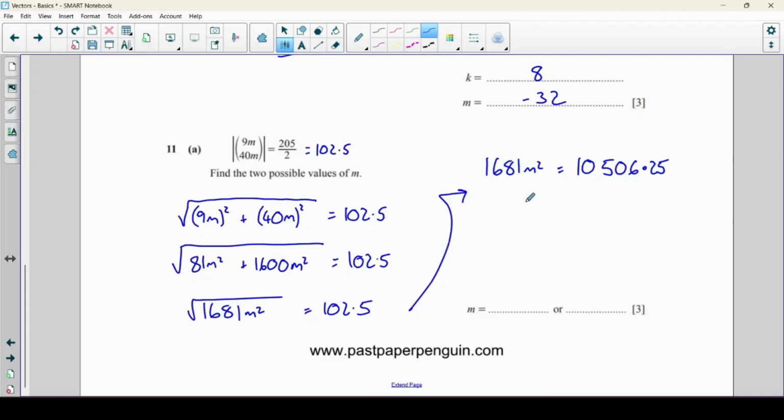Now let's divide by 1681 and hope we get a little bit of a nicer number here. So that divided by 1681. Oh yeah, sure enough, we get quite a nice 6.25. And then we're going to square root 6.25. And remember, it can be positive or negative, so it's plus or minus the square root of 6.25, which is 2.5, or negative 2.5.